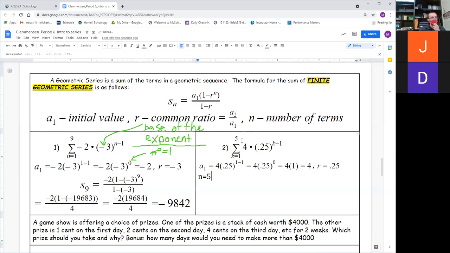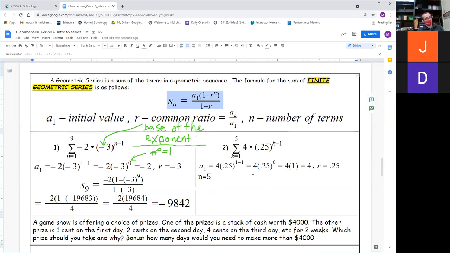Remember, I'm always looking for this top number up here, all right? So it's always going to be this number up here. That's always going to be my n for all these problems. Whatever number's up top. So now that we have my number of terms from that right there, we're going to plug in some numbers.